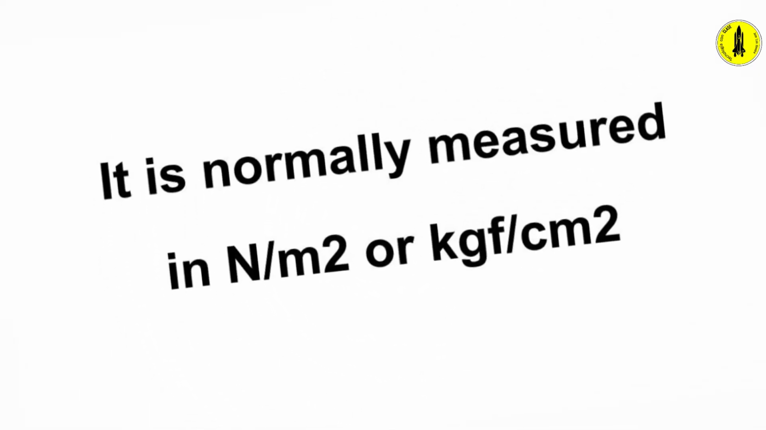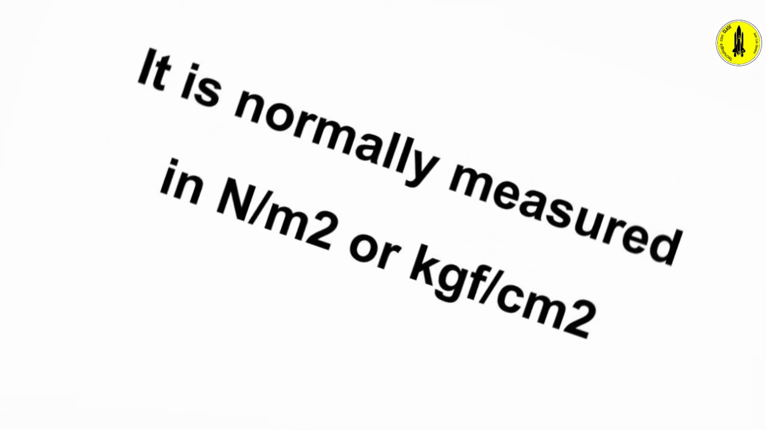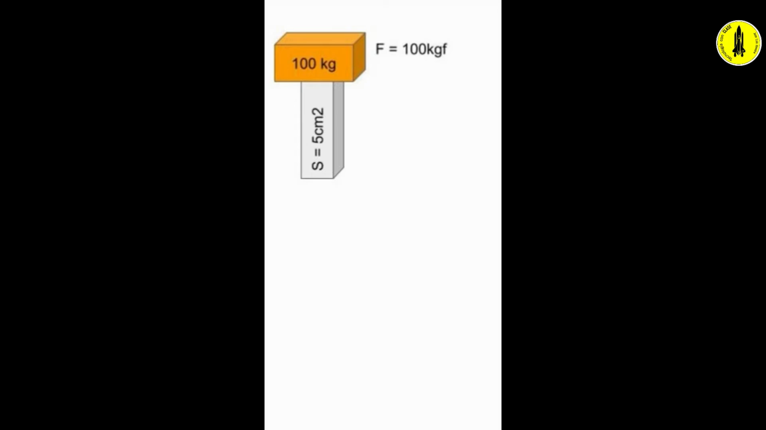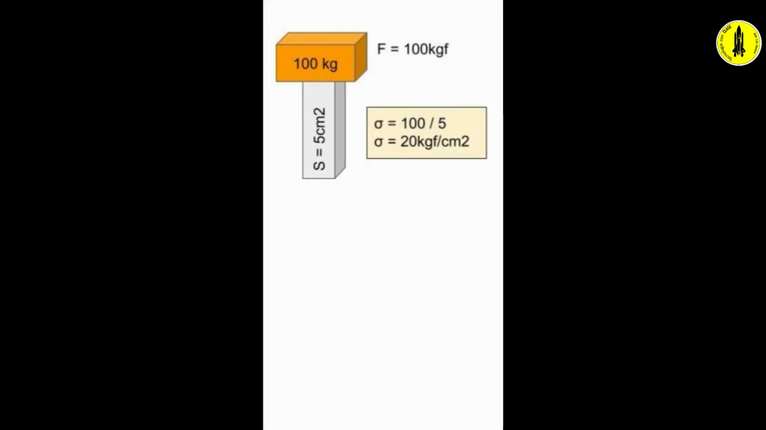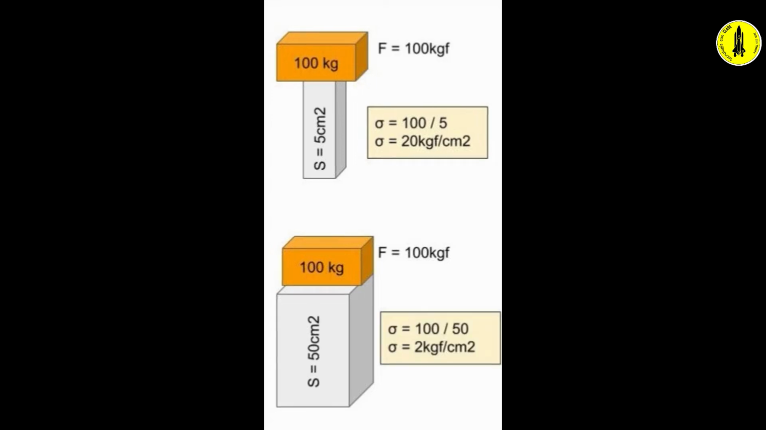It is normally measured in newtons per meter squared or kilogram force per centimeter squared, but we can also use whatever multiple or submultiple of these units. For example, a mass of 100 kilograms above a pillar with a section of 5 centimeters squared will cause an effort of 20 kilogram force per centimeter squared. The same mass above a pillar that is 50 centimeters squared will cause a smaller effort of only 2 kilogram force per centimeter squared.